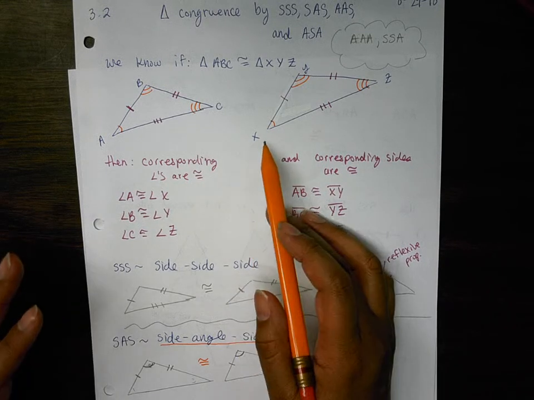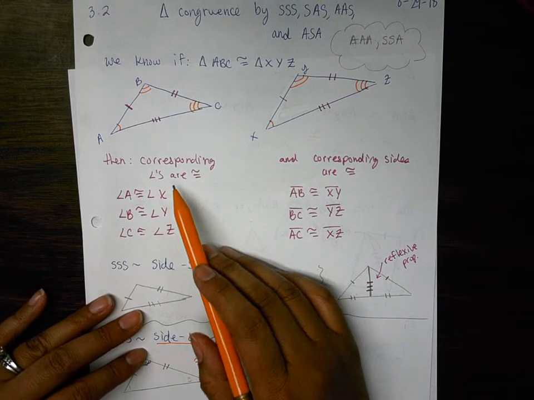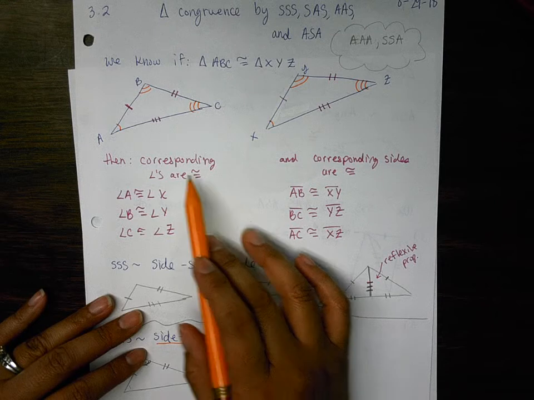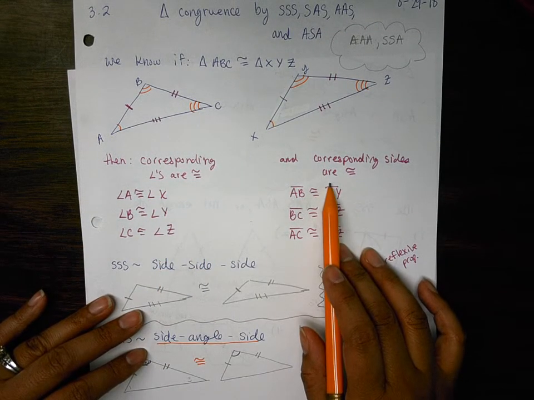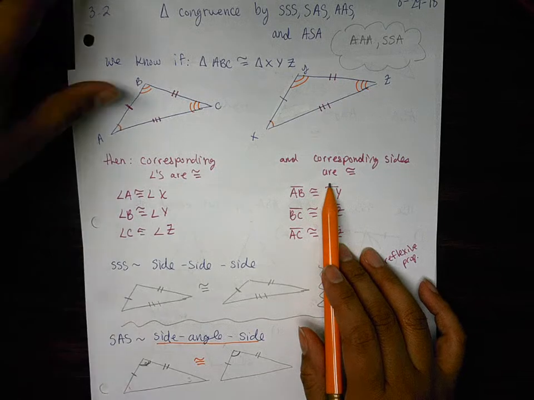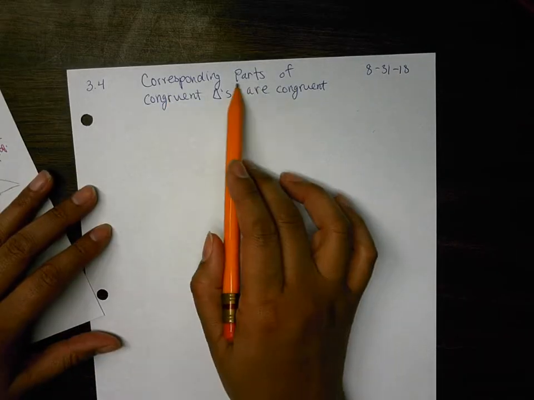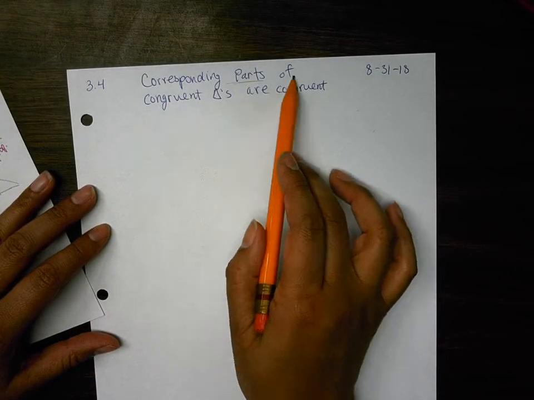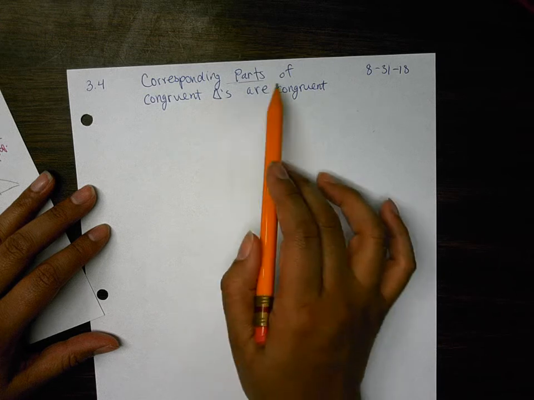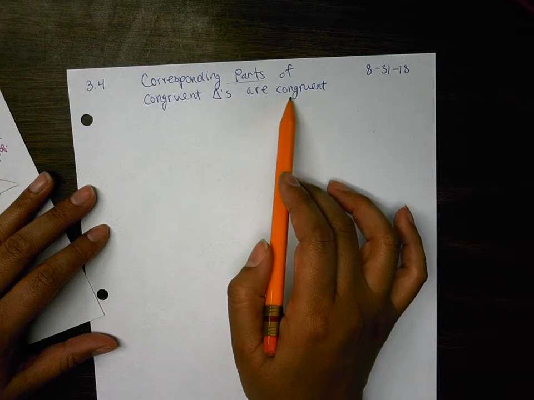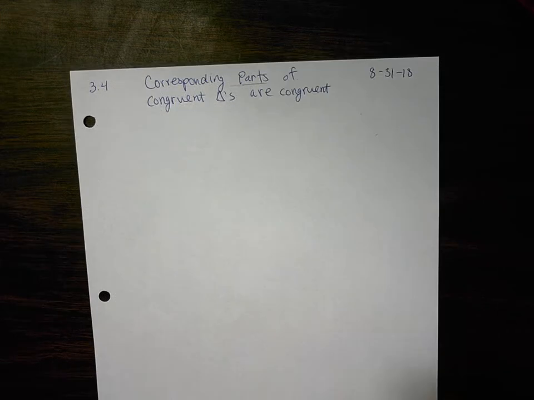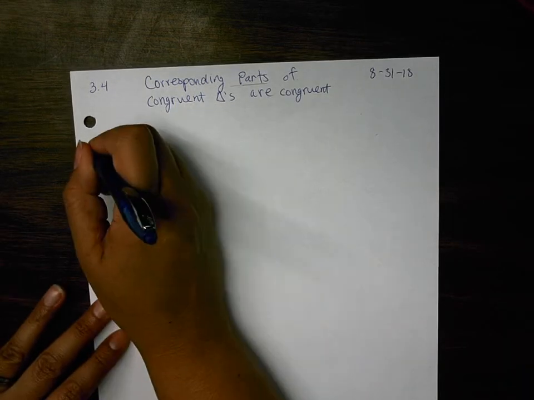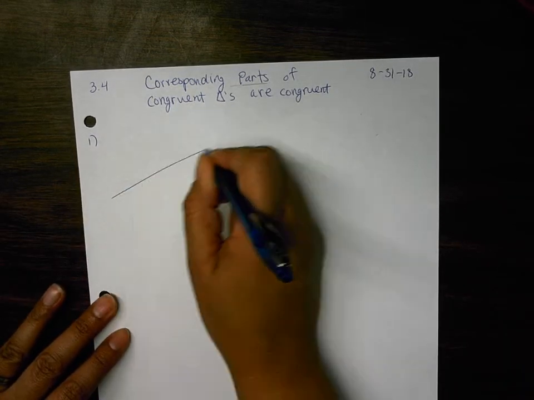Yes? Now this goes for any polygon. It doesn't have to be a triangle. It can be a congruent pentagon or congruent hexagon. As long as they're congruent, corresponding angles are congruent and corresponding sides are congruent. Do you guys agree? So is that the same thing as saying corresponding parts, meaning sides and angles, of congruent triangles are congruent? Yes? All right, that's what we're going to be using today.